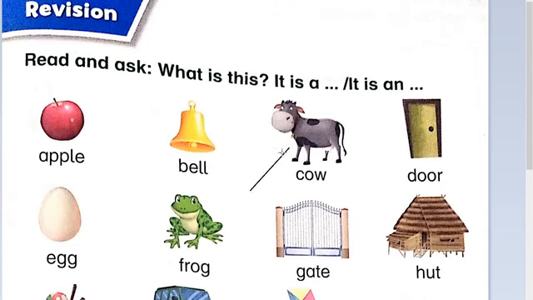What is this? It is a cow. ये एक गाय है. What is this? It is a door. ये एक दरवाजा है. What is this? It is an egg. ये एक अंडा है.